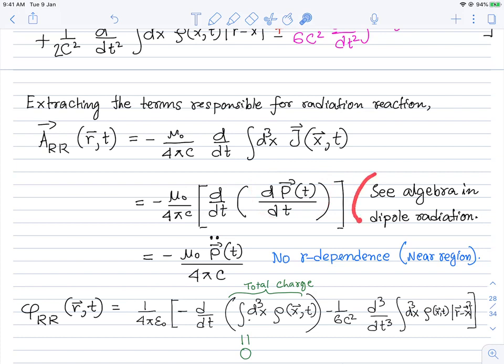Okay, just go back to the algebra that we did for dipole, to analyze the dipole radiation term, that we did in the previous video. Okay, this simply follows from there.